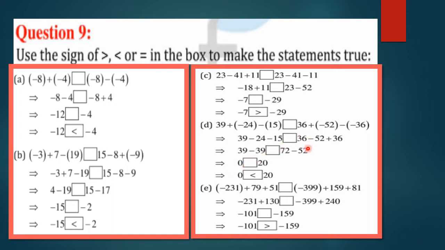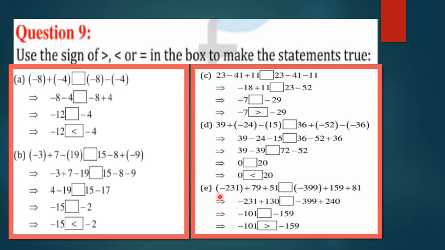Right hand side, 36 plus minus minus minus 52 plus 36. So 36 here, this 36, both are plus. So 36 plus 36 becomes 72. And this minus 52. The 72 minus 52 becomes 20. Now between 0 and 20, 0 is less than 20. So here it is less than sign, so here also you have to put less than sign.